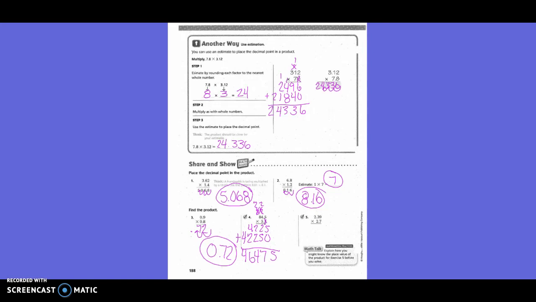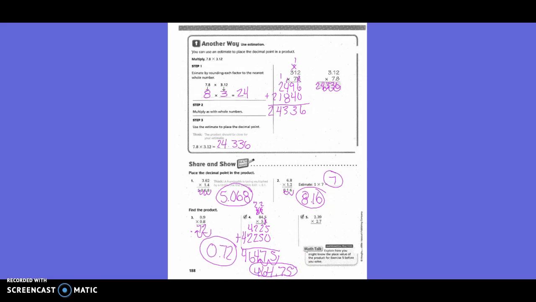So how many place values are there? 1 in that one. And then 5 and 5/10 has how many place values? 1. So 1 plus 1 is? 2. So I'm going to move my decimal over twice. So my answer is 464 and 75/100.